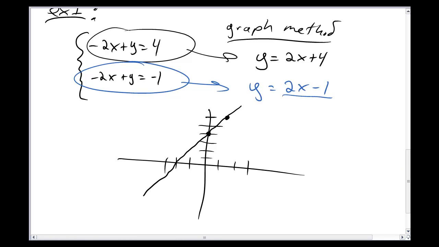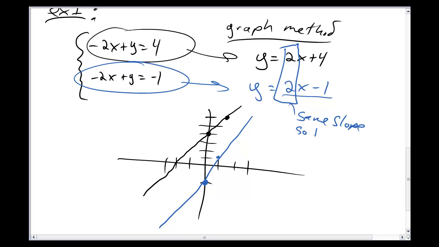This is going to have a y-intercept down here at negative 1. And it's going to have another point up here, and it's going to be a line here. I can't draw all that well. My graph is not to scale, but the key point here is that these two have the same slope. And that means these lines are parallel.